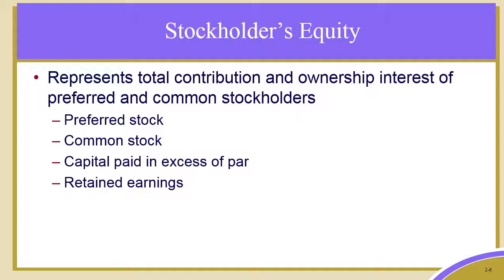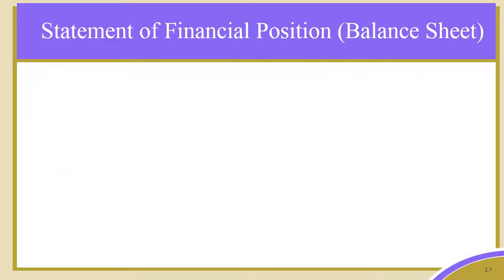Stockholders' equity represents the total contribution and ownership interests of preferred and common stockholders. Preferred stock is ownership that would get paid first before common stock. Common stock is what traditionally most people purchase when they purchase ownership within a company. It's what's available the most within a company in terms of shares being issued. Then there is capital paid in excess of par, and retained earnings as well.